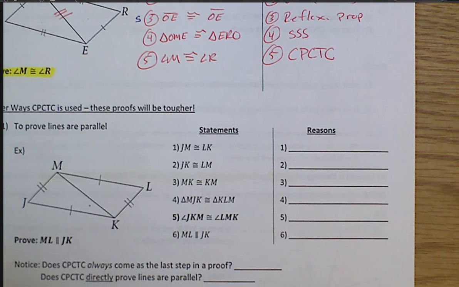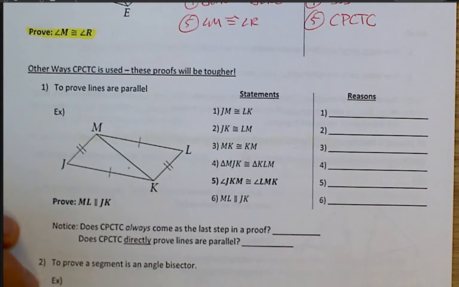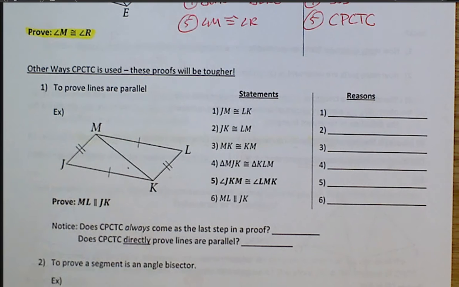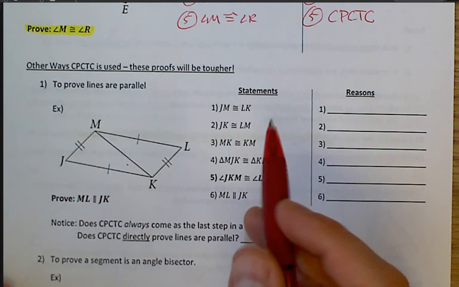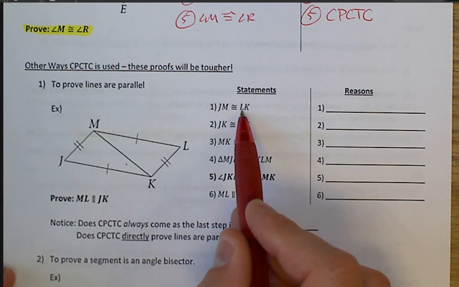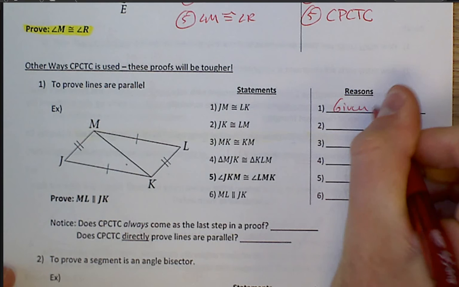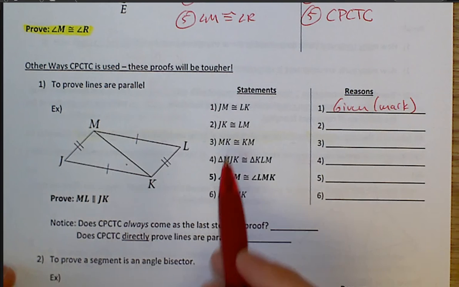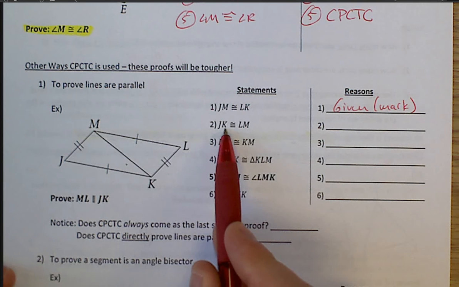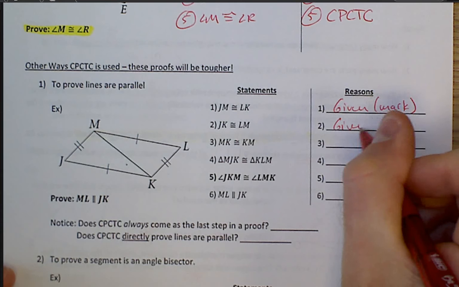Okay. Let's see. This one says the proofs are going to be a little bit tougher. So let's just see what we can do here, which is good. So this is a situation that's just a little unique. So let's take a look at it. It says JM is congruent to LK. All right, that looks like it's given. Markings. JK is congruent to LM. It's also given to us.